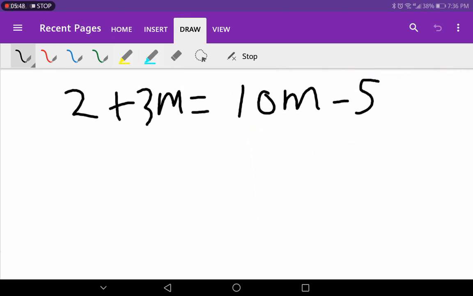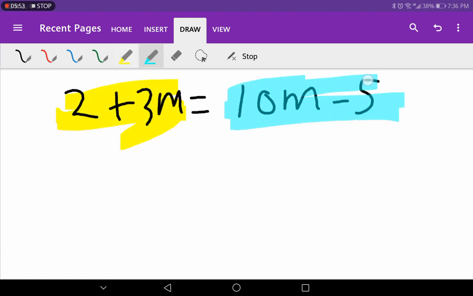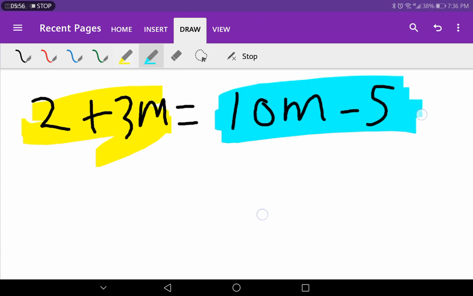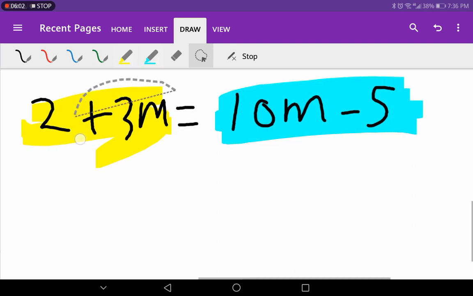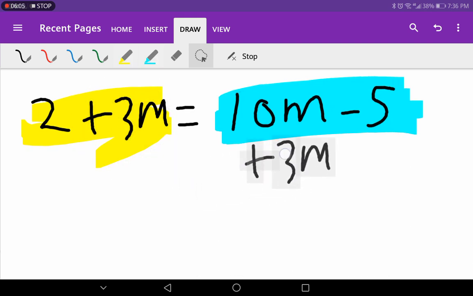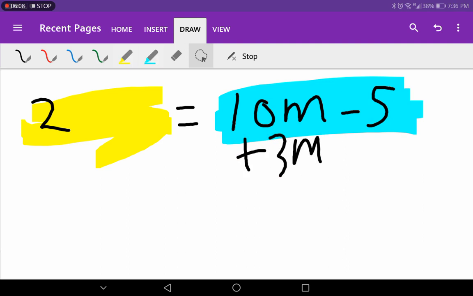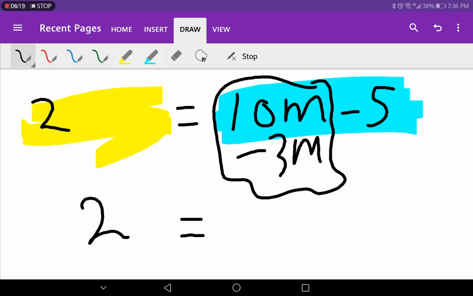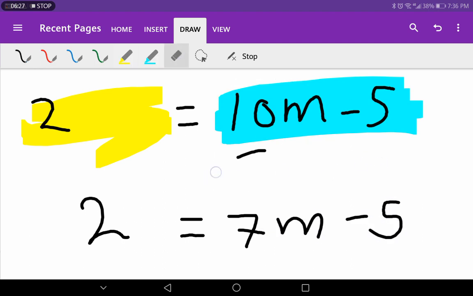Okay, so this is the left and this is the right. Now we have to put the variables or the letters on the same side. Actually, I will move this guy here to this side. But if I move it, as you know, we have to change its sign. It will be negative. So in the left side, I have only 2. But in the right side, I have to combine this together. 10m minus 3m equals 7m. And what else? Yes, negative 5. Don't forget it.